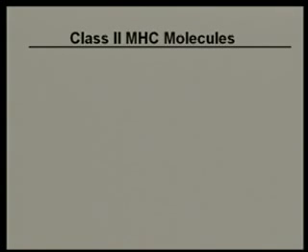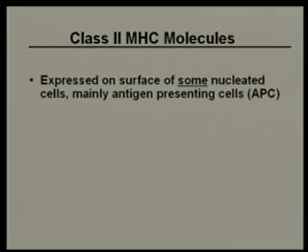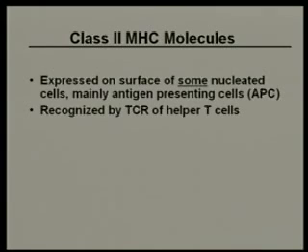Now, in addition to MHC class 1, we have MHC class 2 molecules. These are expressed by far fewer cells. So some nucleated cells, primarily antigen-presenting cells, express MHC class 2. This is recognized by the T cell receptor on helper T cells.